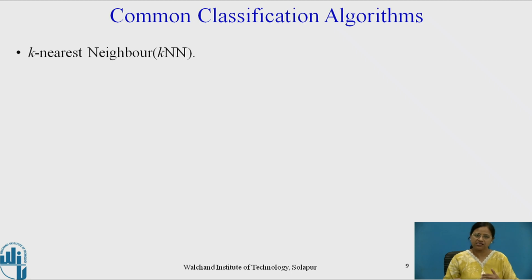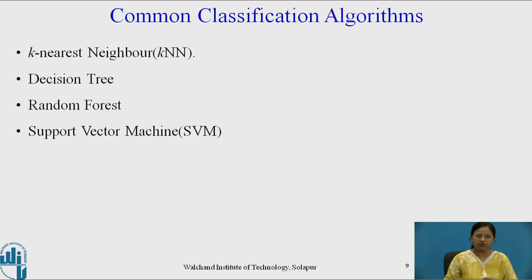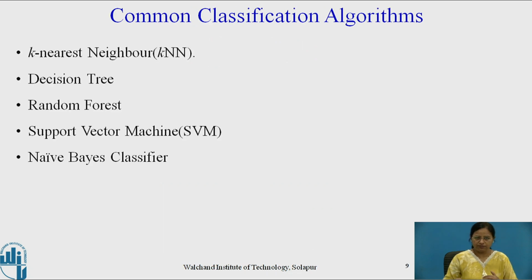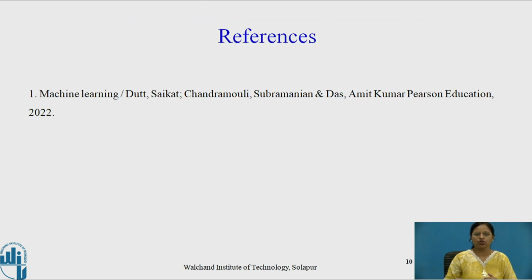There are some common classification algorithms: k-nearest neighbor, decision tree, random forest, support vector machine, and naive Bayes classifier. We are going to learn the k-nearest neighbor classifier in the next video. So this is the reference for this video.